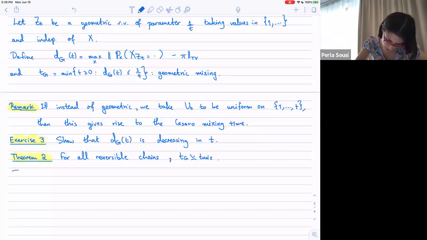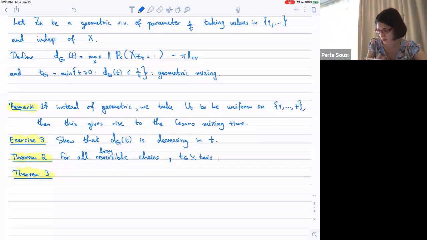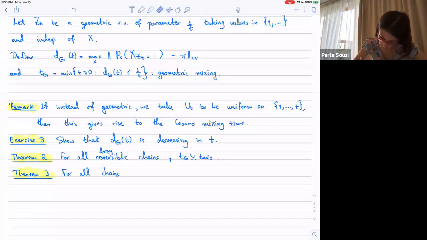And theorem 3. And again, here, let me also write lazy. Even if I don't write it, I will almost always consider lazy chains. Theorem 3 is that for all chains, so no reversibility, Tg is equivalent to Th of alpha for any alpha less than a half.